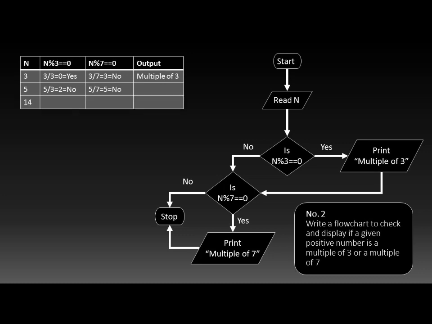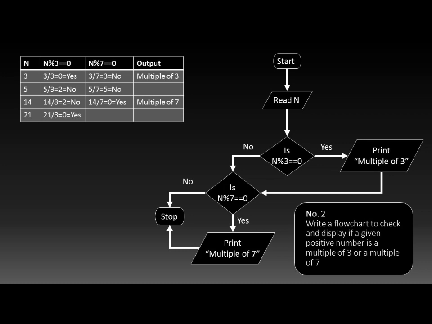So next example is 14. We have the input of 14, and next, if we divide 14 and 3, we're gonna get an answer of 4 and a remainder of 2. So the answer is no. Then check if it's a multiple of 7. 14 divided by 7, we're gonna get a 2 and a remainder of 0. So the answer is yes. So we will print a multiple of 7. And stop.